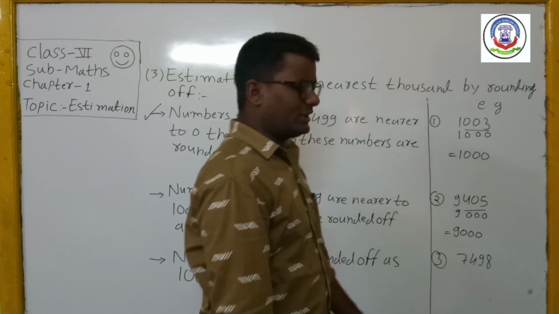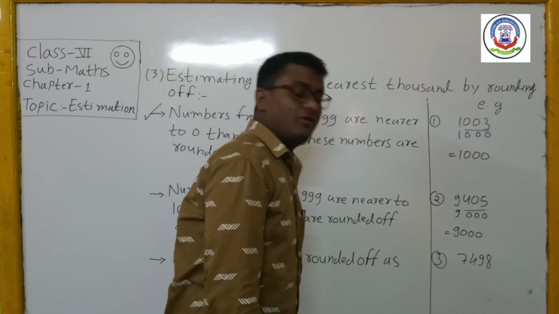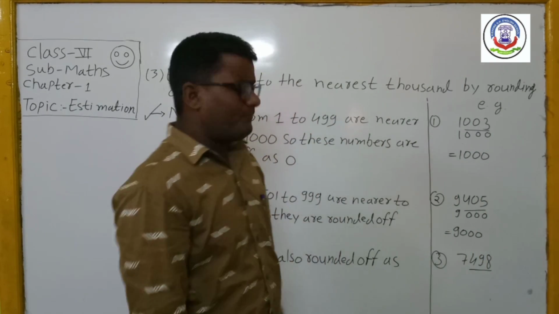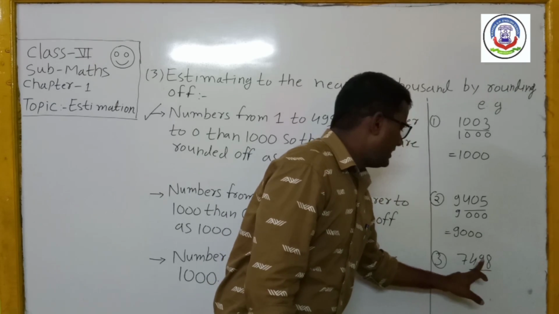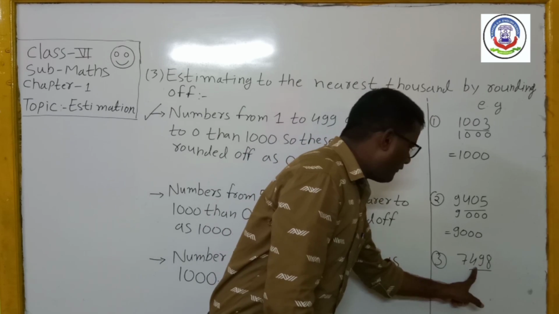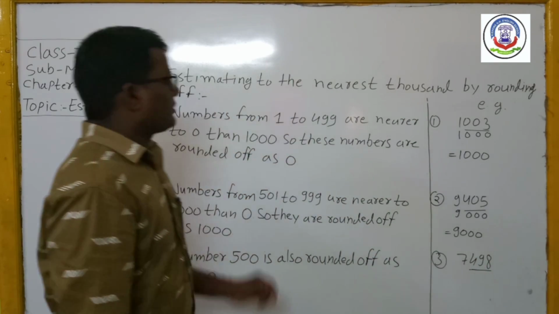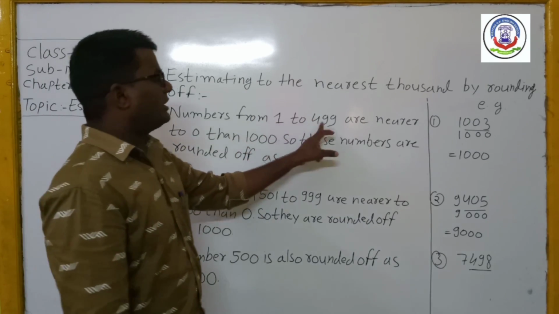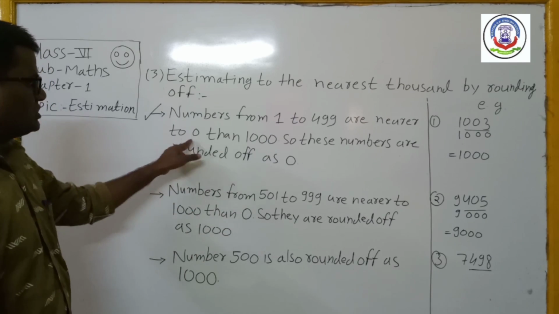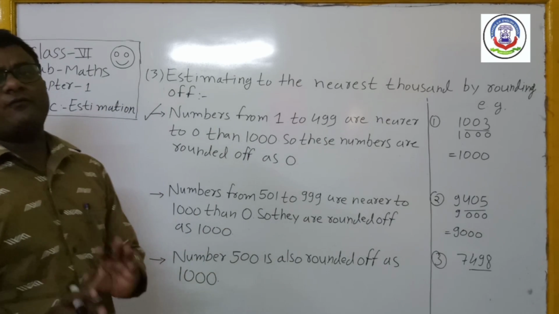Here we are given the number 7499. What will we do? I will underline below the ones, tens and hundred digit place. Now what is the number? 498. Now you know 498 lies between 1 to 499, so it is nearer to 0 than 1000. So these numbers are rounded off as 0.